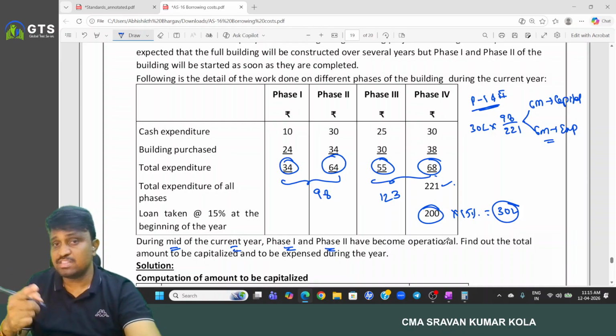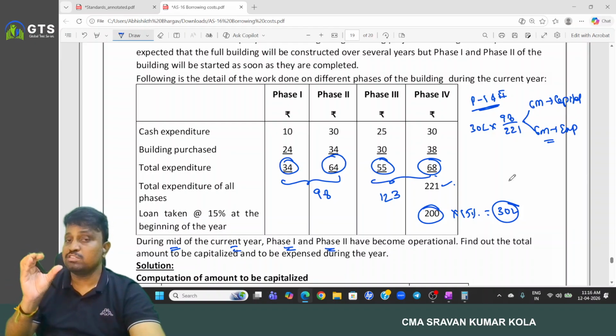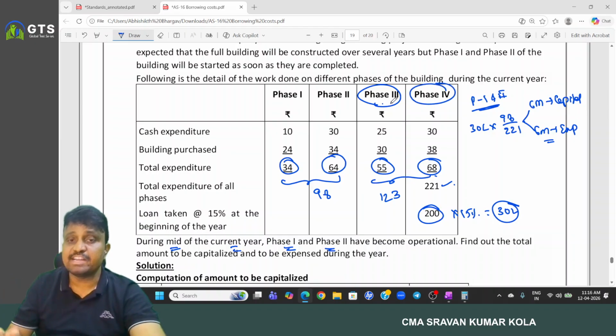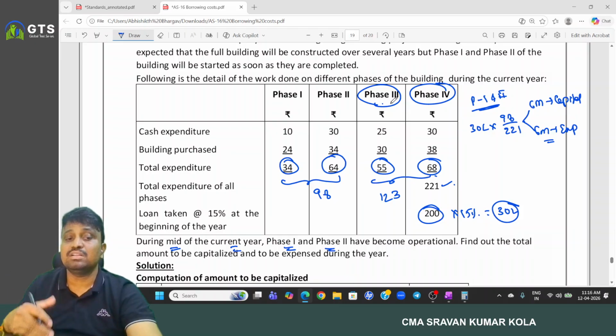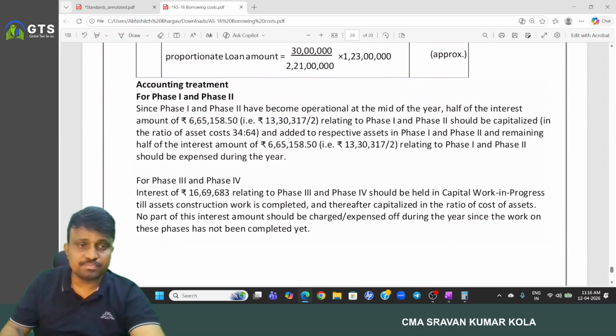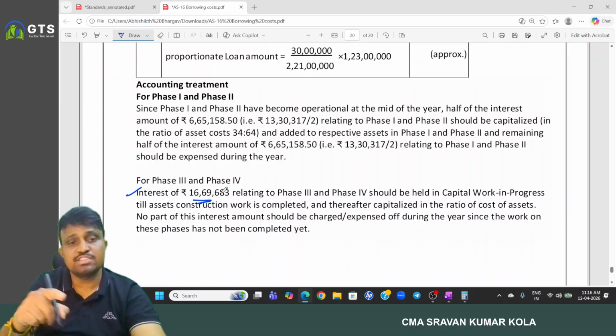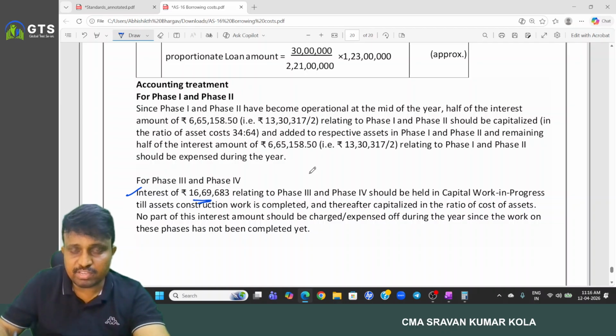And coming to phase three and phase four, those are operational throughout the year. But for the first 6 months, the interest relating to phase three and phase four we treated as a part of capital work in progress. We treated as a part of what? Capital work in progress. Here, total amount of interest relating to phase three and phase four, so here we computed.